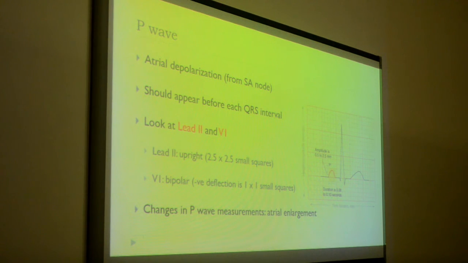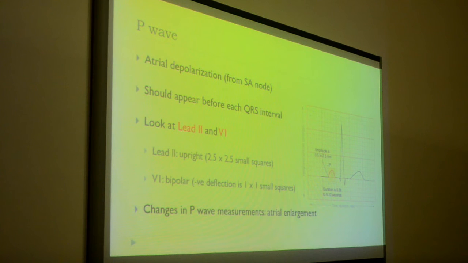Generally speaking, without mentioning specific criteria, if the amplitude of the P wave is higher, this is most likely right atrial enlargement. If the width or the duration of the P wave is longer, this is most likely left atrial enlargement. There are specific criteria.